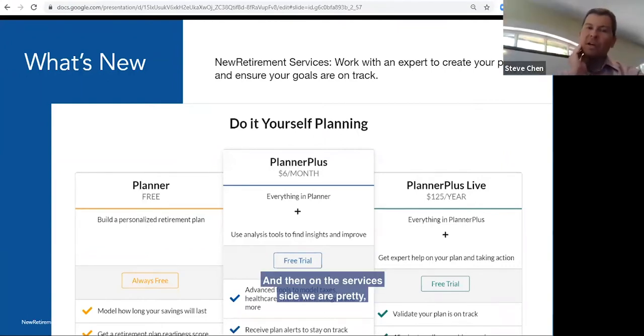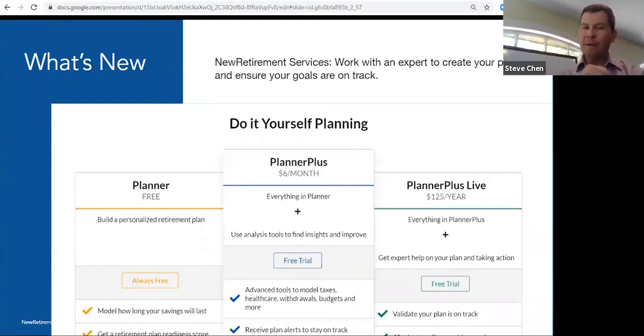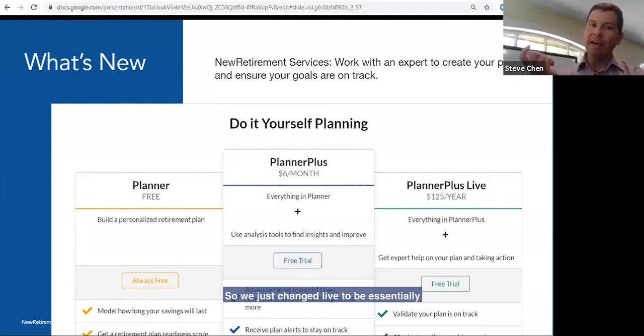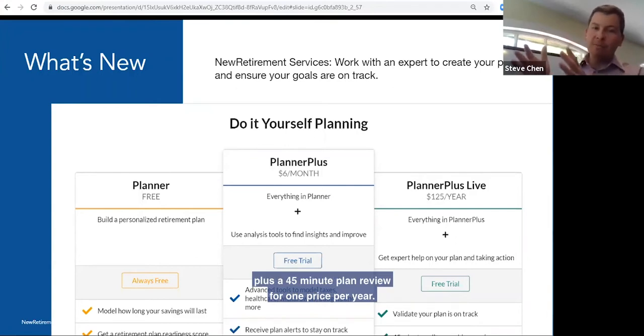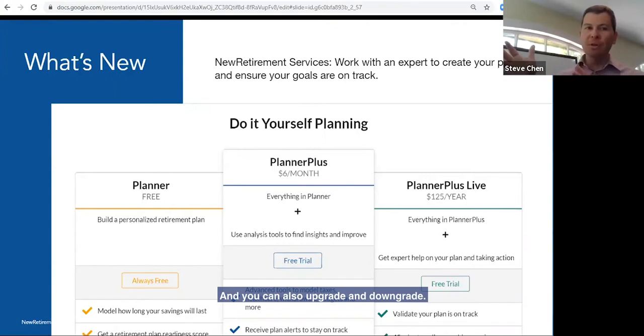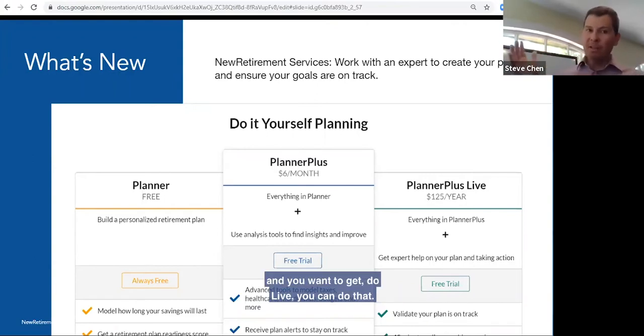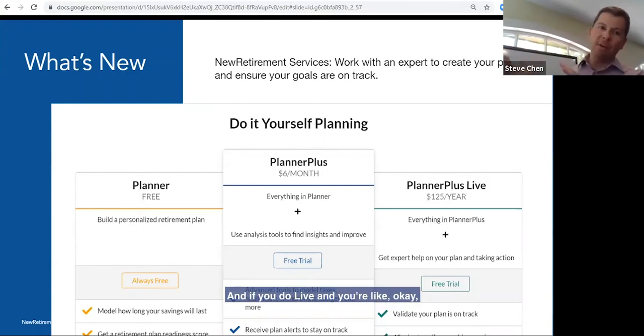And then on the services side, we're committed to the idea of hourly services through coaching or CFP versus assets under management. And we are testing different versions of this. So we just changed Live to be essentially the Plus software plus a 45-minute plan review for one price per year. And you can also upgrade and downgrade. So if you're using Plus and you want to do Live, you can do that. And if you do Live and you're like, okay, I've got enough and I don't want it anymore, you can go back to Plus.